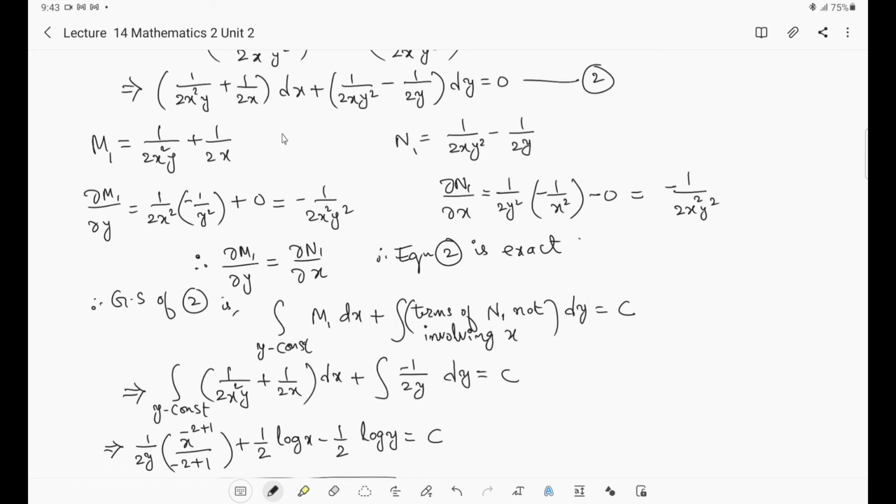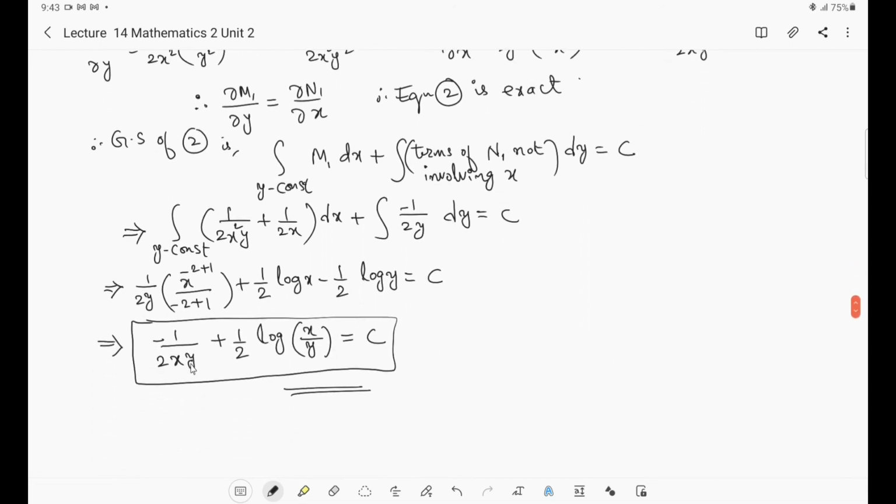Now whether it is exact or not, to check that we have considered M1, we have considered N1. Then dou M1 by dou y, dou N1 by dou x. We got minus 1 by 2x square y square, here also we got minus 1 by 2x square y square. They are equal. So equation 2 is exact. And the general solution will be given by integral y constant M1 dx, integral terms of N1 not involving x dy equals c. Substitute everything and simplify. We got the general solution to be minus 1 by 2xy plus 1 by 2 log of x by y equals constant. This is the required general solution.